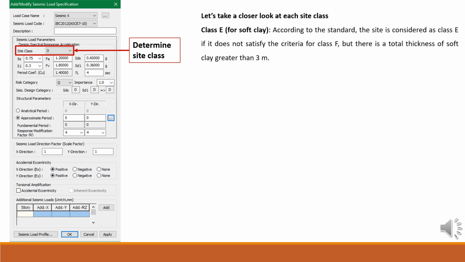Class E, for soft clay. According to the standard, the site is considered as Class E if it does not satisfy the criteria for Class F, but there is a total thickness of soft clay greater than 3 meters. Soft clay is defined by the following criteria.